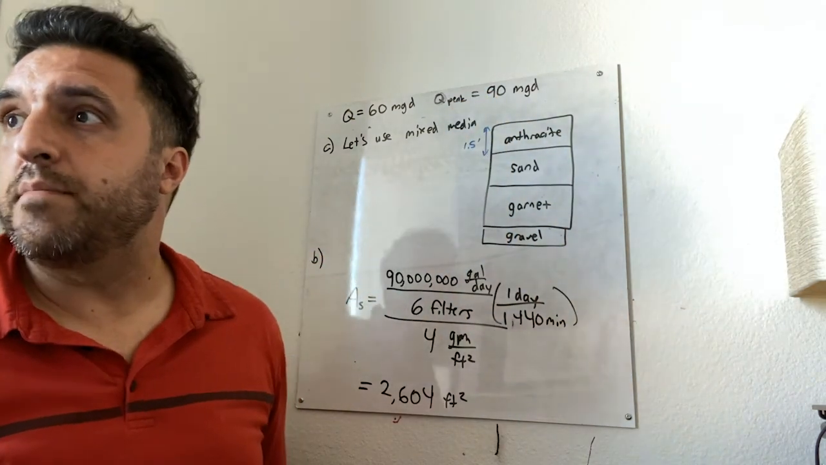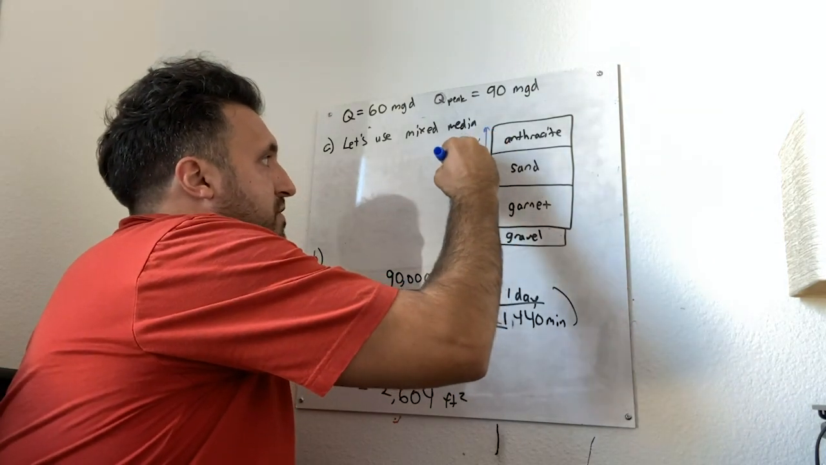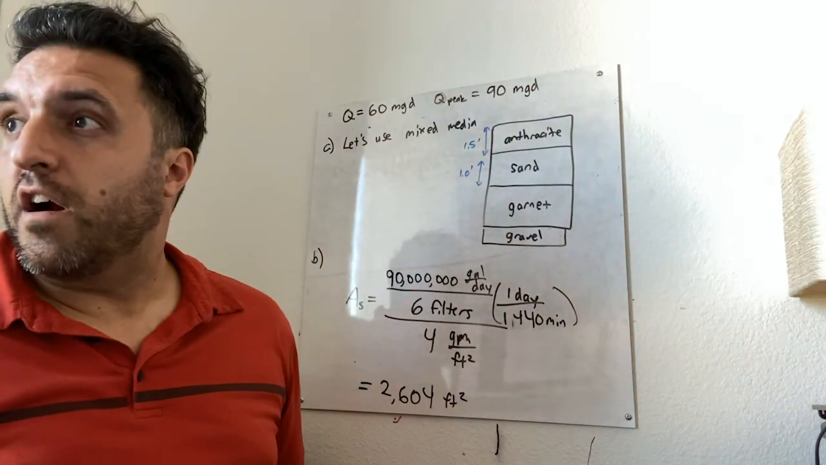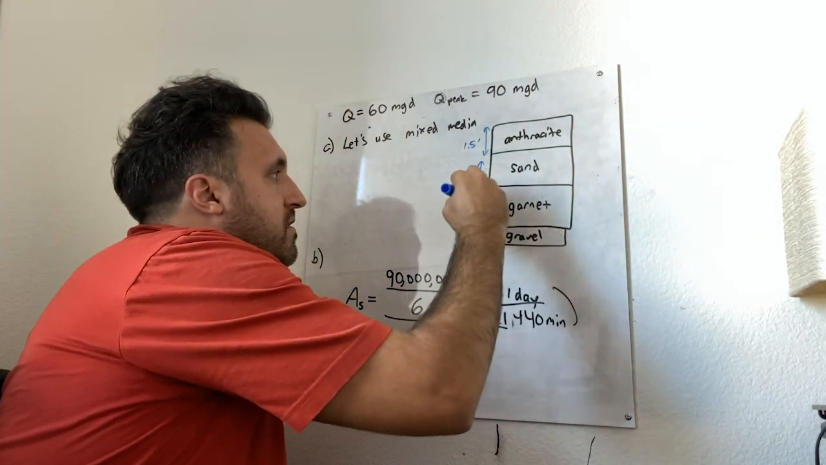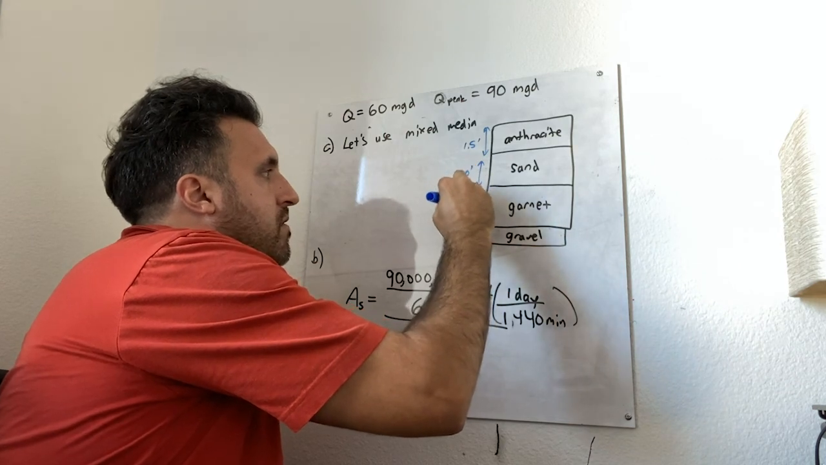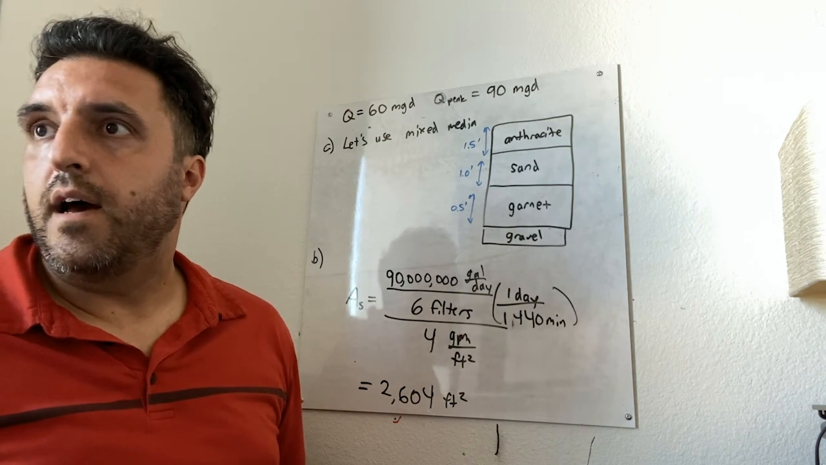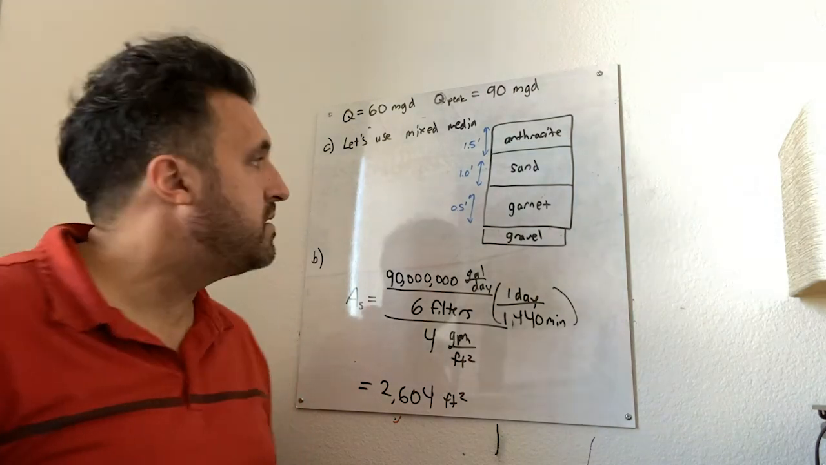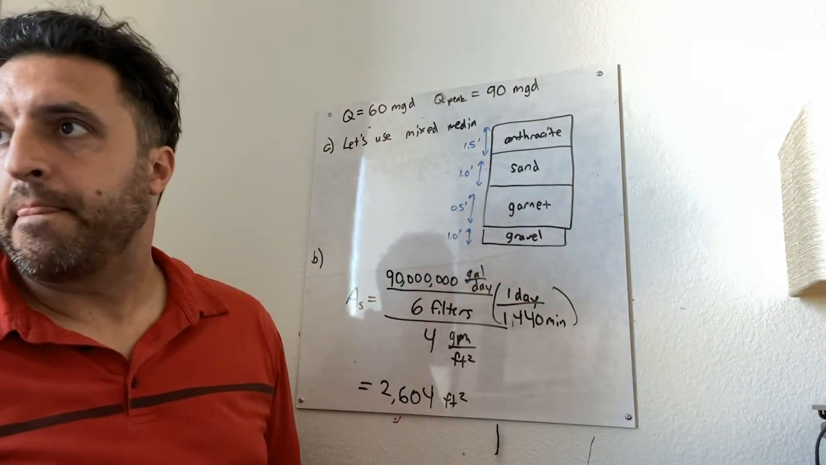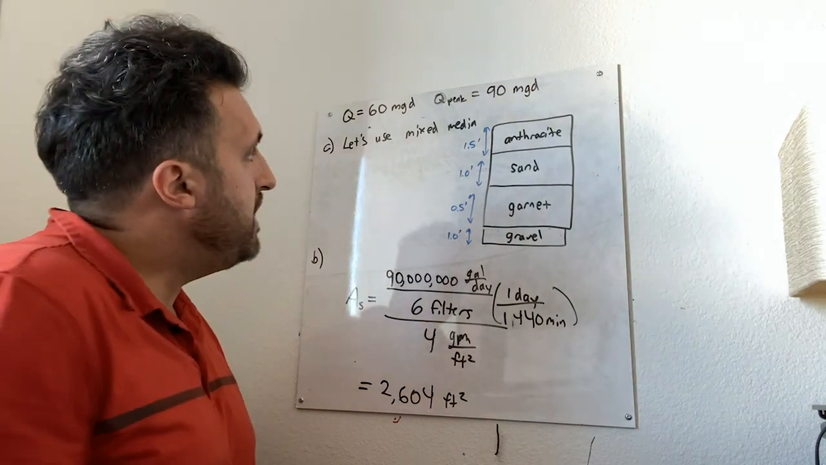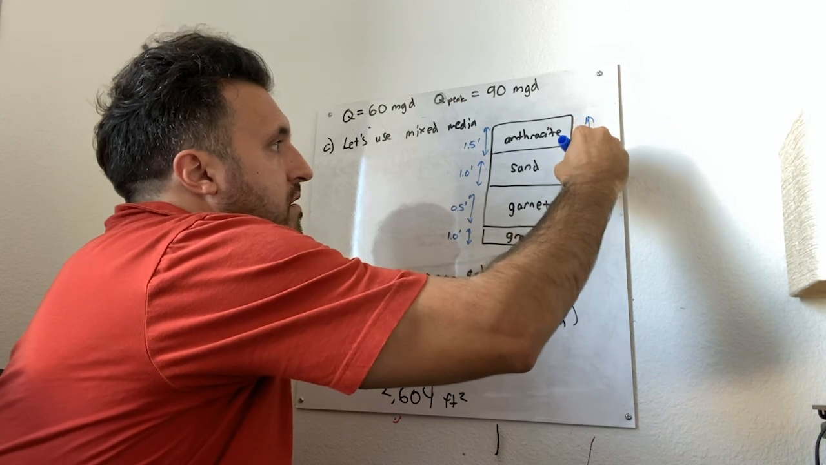For the sand layer, typical depths are 9 to 12 inches. So let's use 1 foot. For the garnet layer, 4 to 6 inches is typical, so we'll use 6 inches. And then the gravel layer should be 8 to 16 inches. So let's use 1 foot. Alright, so that's a total media depth right here of 4 feet.